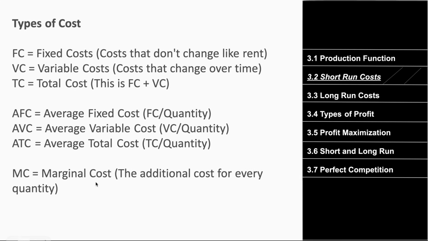Remember, total cost is just fixed cost plus variable cost, and then averages are just that cost divided by quantity. And marginal cost is just the additional cost for every quantity. So if the marginal cost was 10, for example, of producing another unit, that means when you produce that other unit, your costs increase by 10.